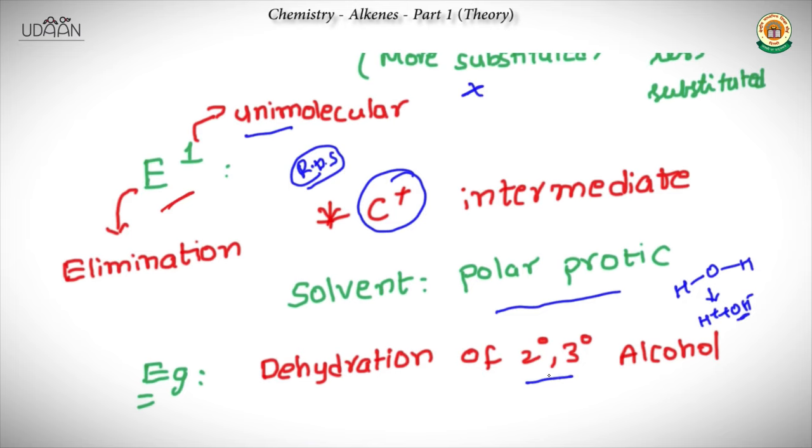But what about 1 degree alcohol? What happens with them? Simple primary alcohols undergo dehydration by E1 elimination. Sorry, E2. But there are some exceptions for it. I'll tell you that later on in the next one. So with this we conclude our first section of the theory on alkenes as such. Let's move on to part 2.